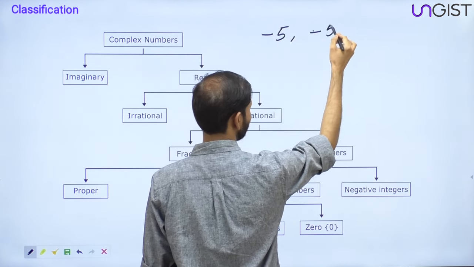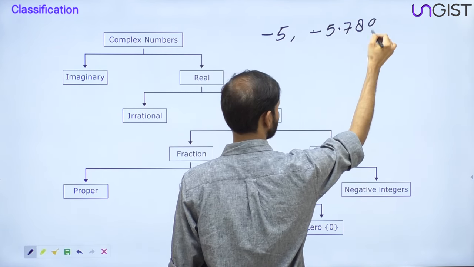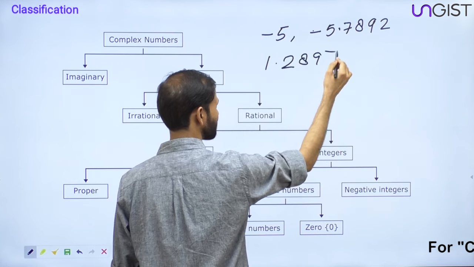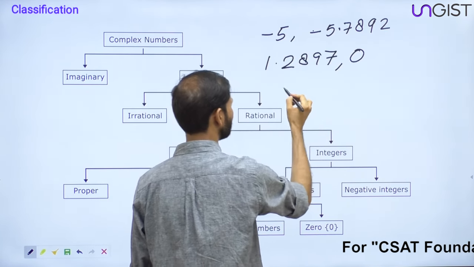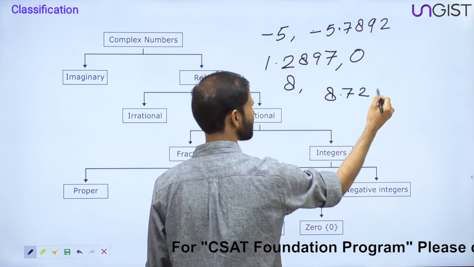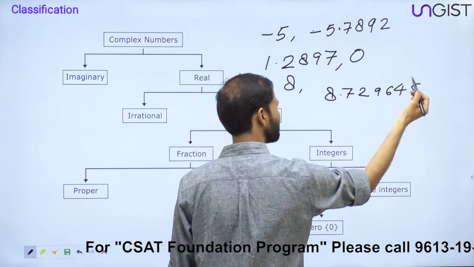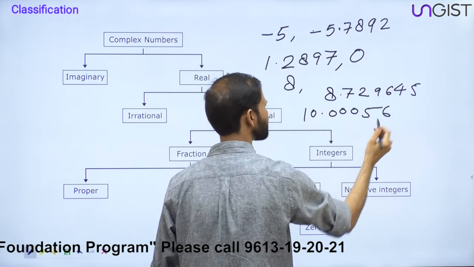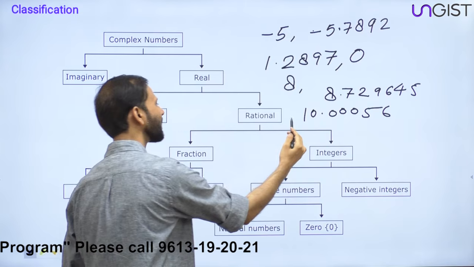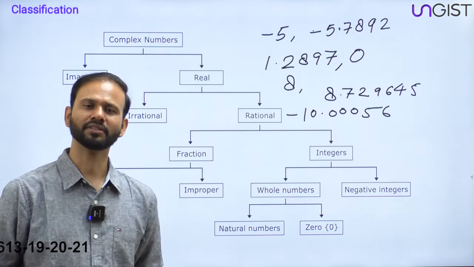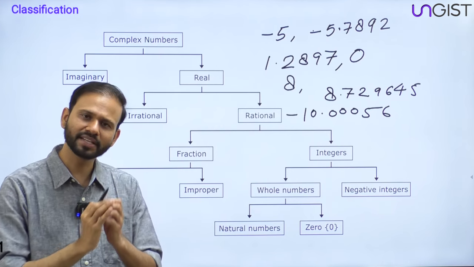Minus 5.7892, this is also a real number. 1.2897, this is also a real number. 0 is also a real number. 8 is also a real number, right? 8.729645, this is also a real number. 10.000056, this is also a real number, right? Now if you make it minus, this will also be a real number. So any number that you use, all of them are real numbers.